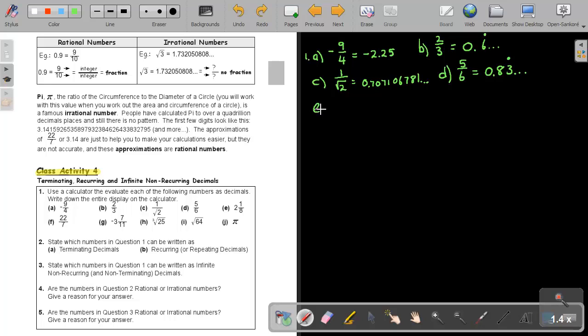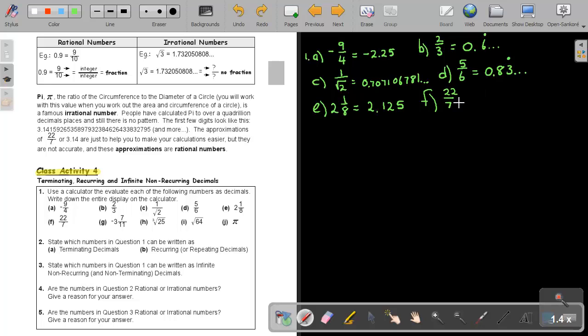Then we know it's the 3 that continues. And then number E, it's 2 and 1 over 8. This is a nice one. It's 2.125.